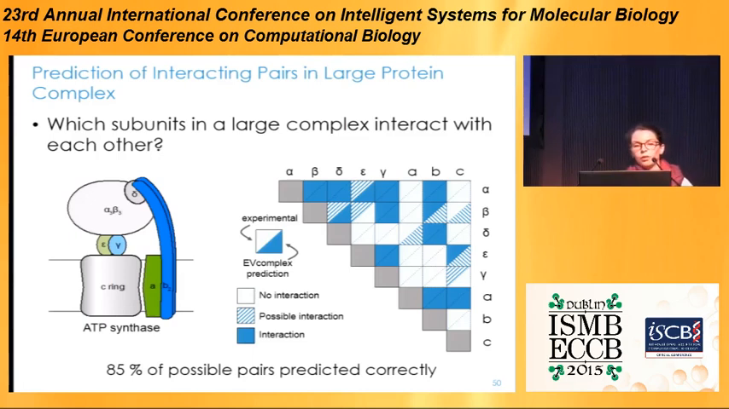In total, we got 85% of the possible subunits correct, so you can conclude that you can indeed predict the truly interacting subunits in a larger protein complex based on this evolutionary coupling data, which just comes from sequence information. So you only need sequence information and you can predict which subunits in a larger complex truly interact.